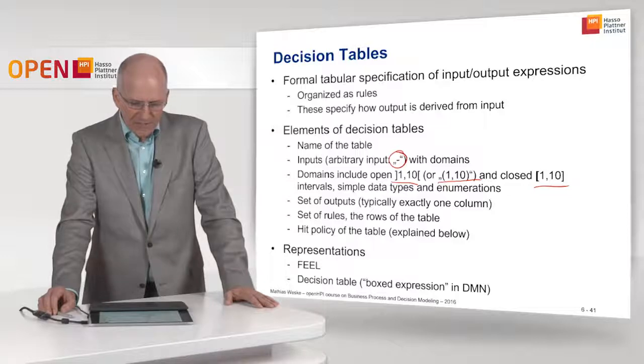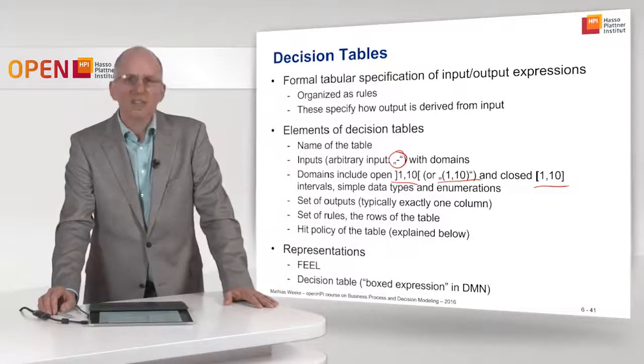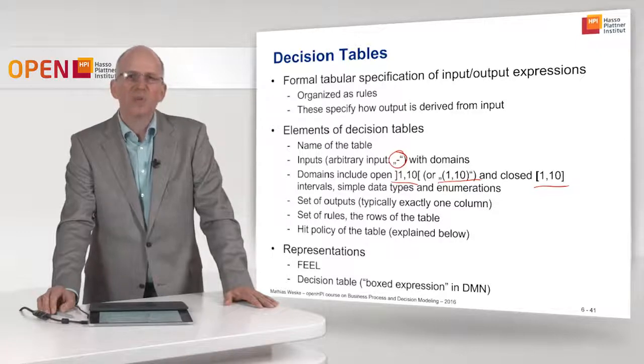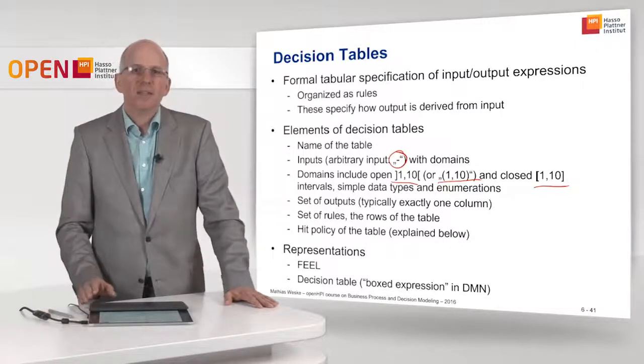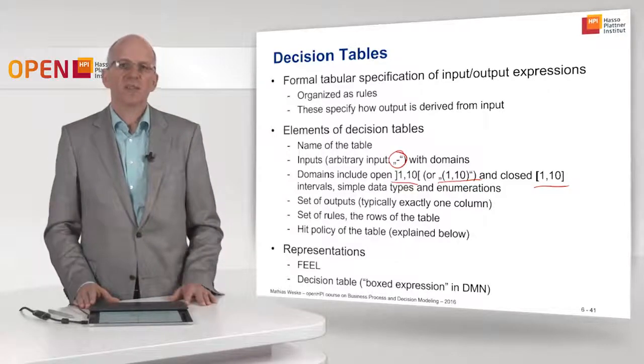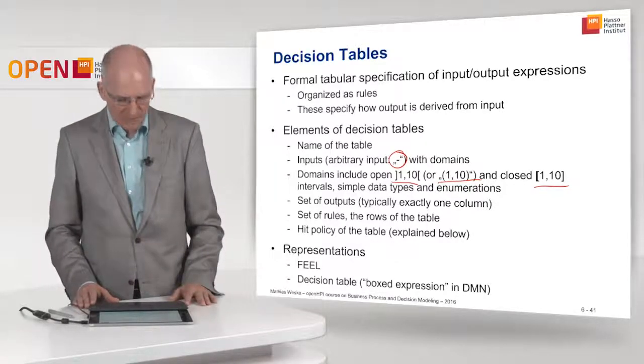There are also a set of outputs. Typically, it's exactly one column, but as I mentioned before, it can also be more than one column. And then there is a set of rules, and the rules are actually the rows of the table. In addition, there comes the hit policy of the table, and we'll discuss hit policies in a follow-up video clip.